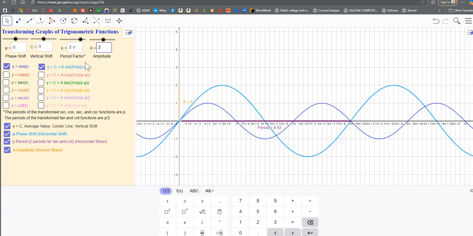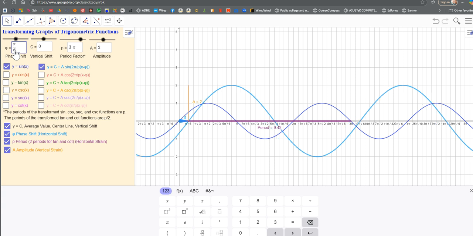Now the next thing we're going to do is the phase shift. I think the example I had was pi over 6, so we're going to shift that over. This point, which was an x-intercept right at the origin, has now been shifted over to pi over 6. In fact, everything's been shifted to the right by pi over 6. That's called a phase shift, usually.